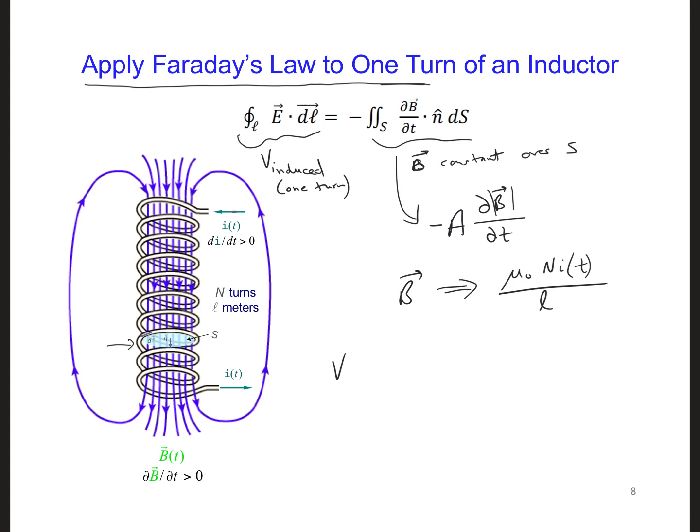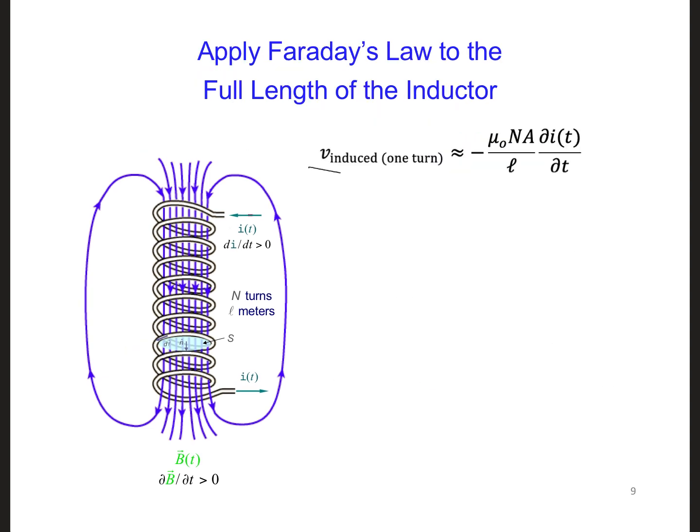So I'm just going to use it here, and we'll say the voltage that's induced from one turn is about equal to, because we've made some assumptions here with the B field being constant, minus mu naught NA over L. I'm just putting all this together. And then it depends on the time rate of change of the current. So this was for just one turn of the coil.